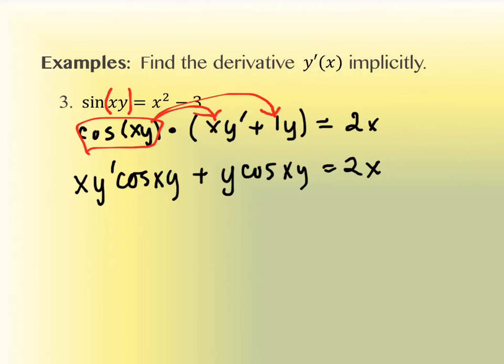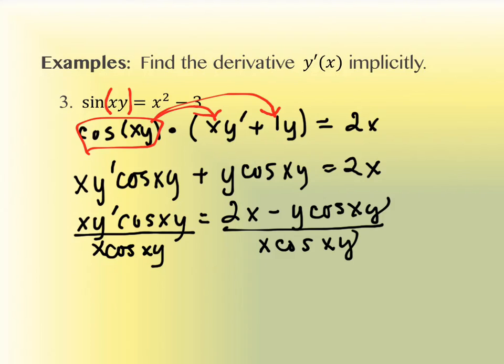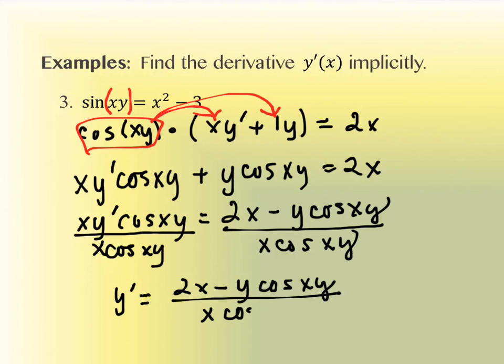Okay, there's only one y prime here, right? So that's actually really nice. What do I need to do in order to solve for that? Okay, so the first thing I can do is subtract, so that I have 2x minus y cosine of xy. And then I divide by what? So I have y prime equals 2x minus y cosine of xy over x cosine of xy.